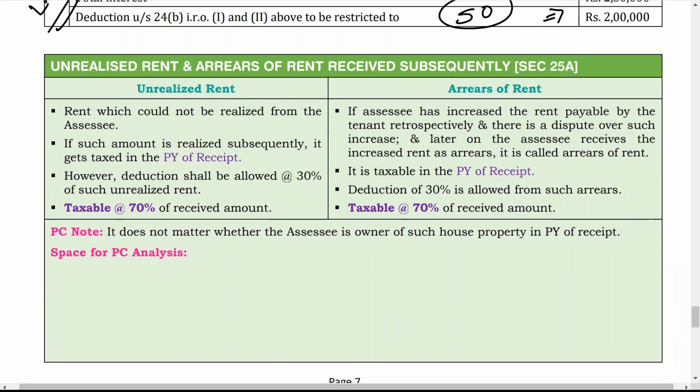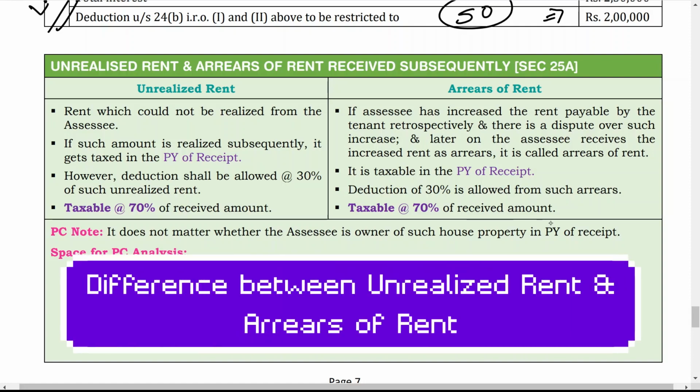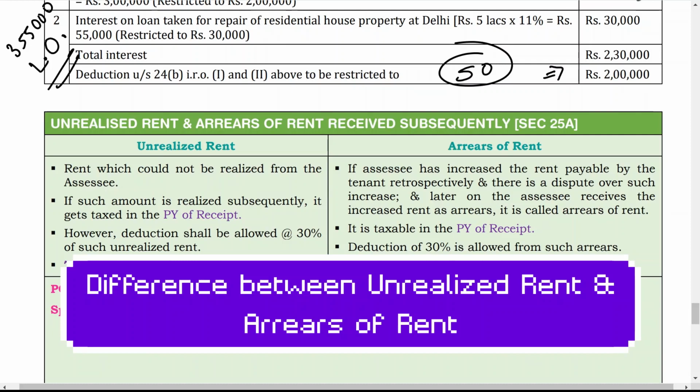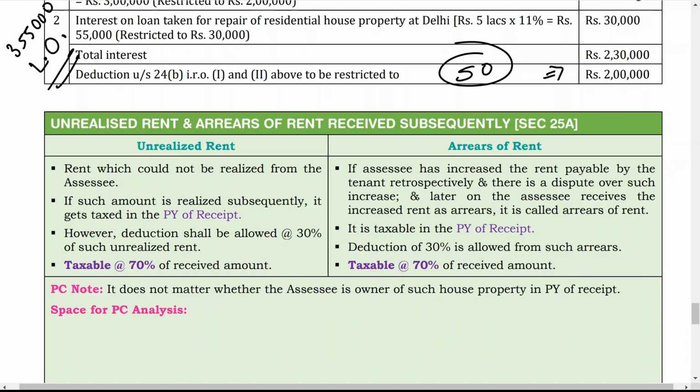Now, unrealized rent and arrears of rent received subsequently, section 25A. Now there is a difference between unrealized rent and arrears of rent. What is unrealized rent? Rent which could not be realized from the assessee is called unrealized rent. We had also discussed in a previous video, if rent is not realized from the tenant, then it is unrealized rent.